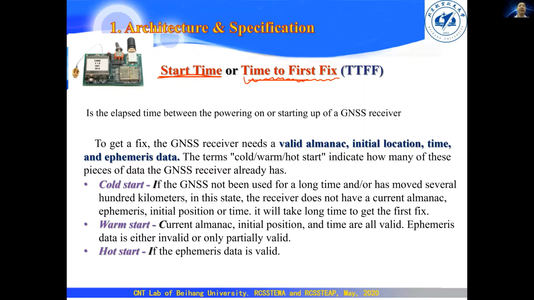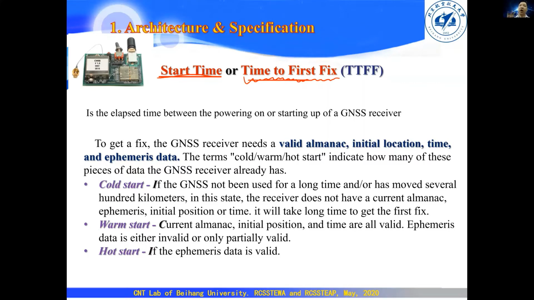But the warm start means you know something. You know your position, and maybe the time, which are all still valid. So what you need is to get the recent orbit information and precise time. Some part of the information is valid, so it's called a warm start.